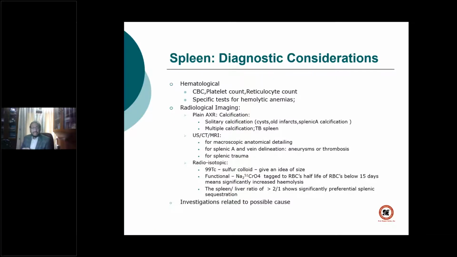You can do a diagnostic ultrasound, CT or MRI, and when are they indicated? For a macroscopic anatomical detailing. It tells you about the size, it tells you about the vessels, it tells you about the vascular pattern, it tells you about the space-occupying lesions, and so on and so forth. So you're trying to delineate the anatomy of the spleen.